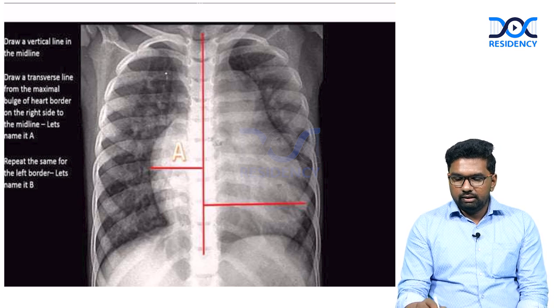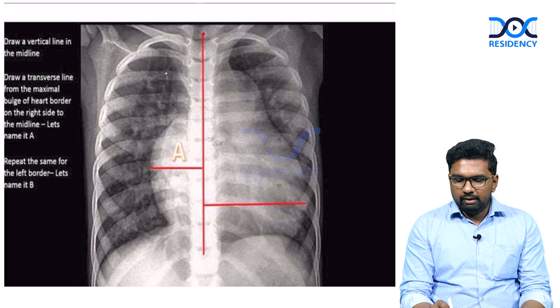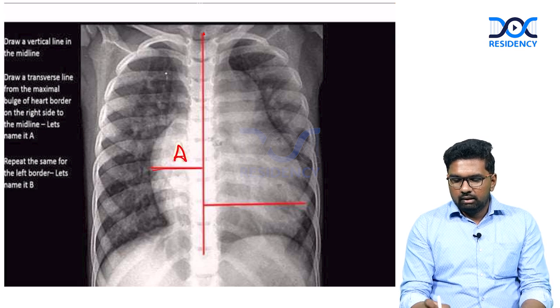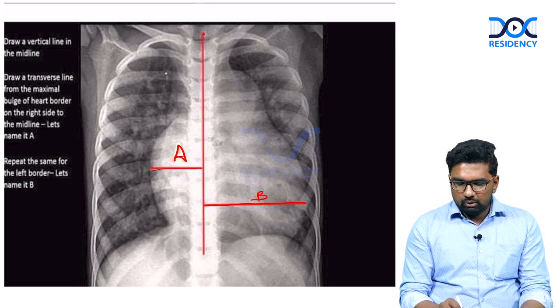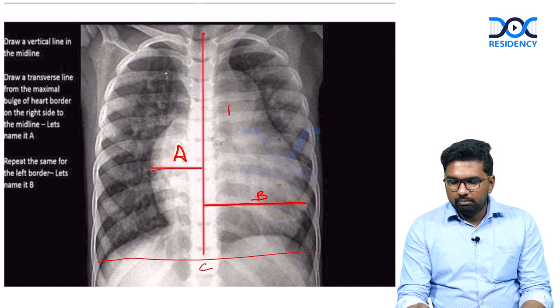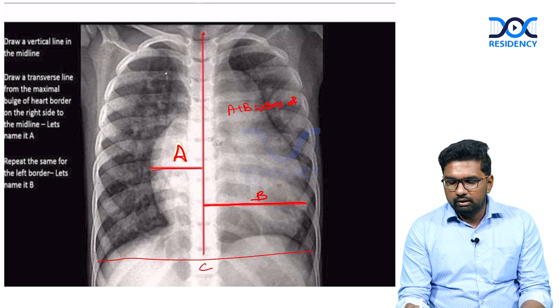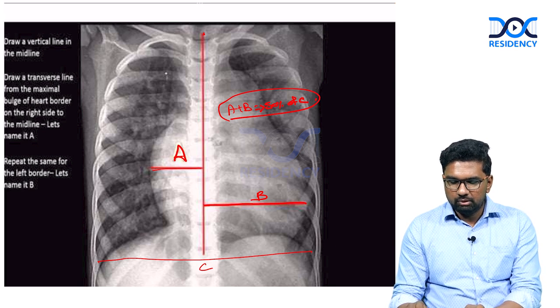So this is how we will measure the cardiomegaly. A central midline will be drawn, and towards the right, the maximum length will be taken as A. Towards the left of the heart, the maximum length will be taken as B. The total maximum length of the thorax will be taken as C. So if A plus B is more than 50% of C, then it is considered to be cardiomegaly.